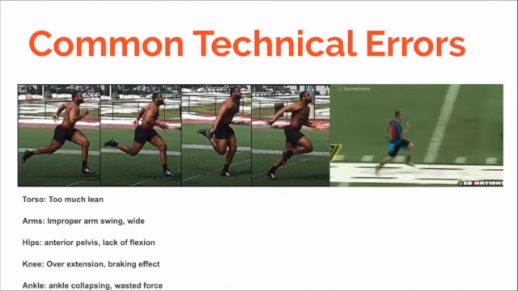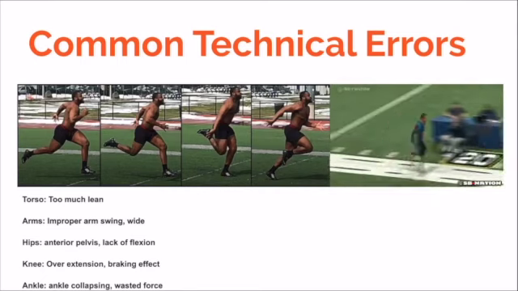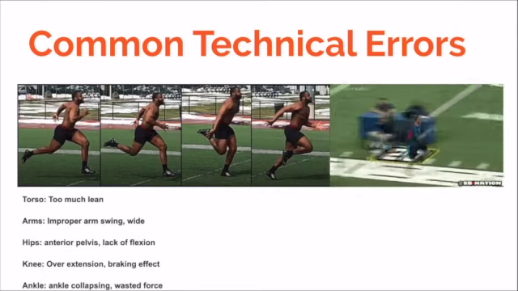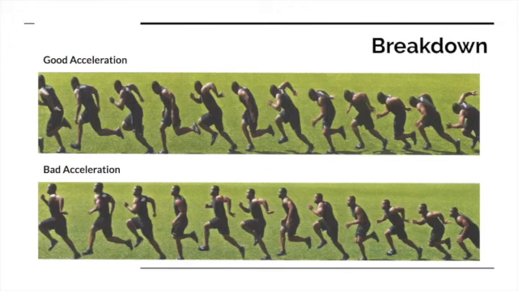Lastly, we have the collapsing of the ankle. When an athlete doesn't have the necessary strength and stability to maintain stiffness, they lose out on a significant amount of force projection. So here we're going to look at a breakdown between a good and a bad acceleration.